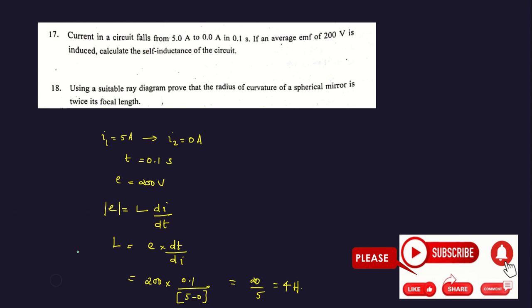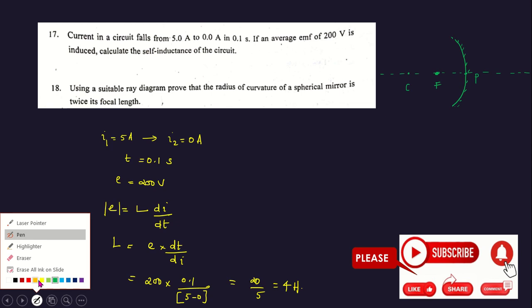Question number 18. Using a suitable ray diagram, prove that the radius of curvature of a spherical mirror is twice its focal length. So നമുക്കൊരു concave mirror under consideration. The center of the spherical mirror, it is said to be the pole there. So the part of the sphere, its center, that is what is called the center of curvature, the double F. And this is say focus.